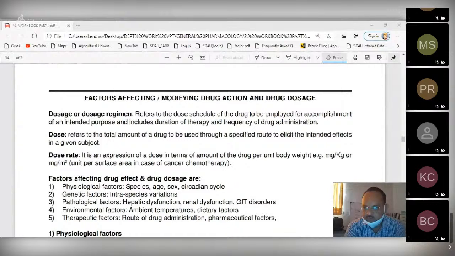Now let me show you some graphs so that you can understand the basic concept of potency and all these things.